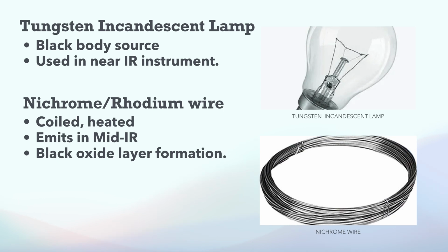Tungsten incandescent lamp, a black body source used in near IR instruments. The next one is a nichrome or rhodium wire, coiled, heated, which emits in the mid IR. A black oxide layer forms on the nichrome or rhodium wire.